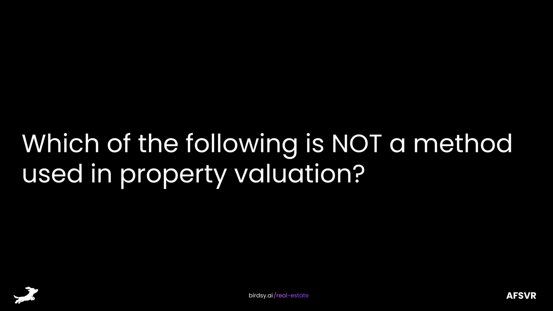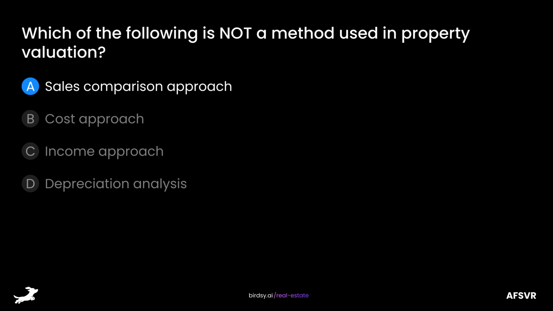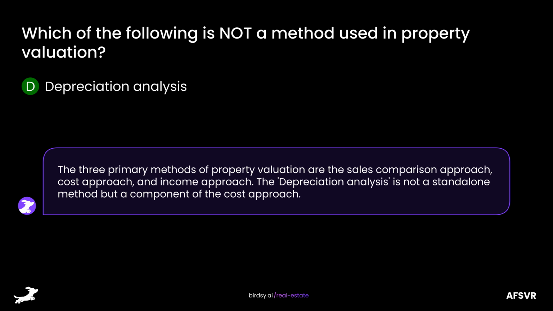Which of the following is not a method used in property valuation? Is it A, sales comparison approach, B, cost approach, C, income approach, or D, depreciation analysis? The answer is D, depreciation analysis. The three primary methods of property valuation are the sales comparison approach, cost approach, and income approach. The depreciation analysis is not a standalone method but a component of the cost approach.